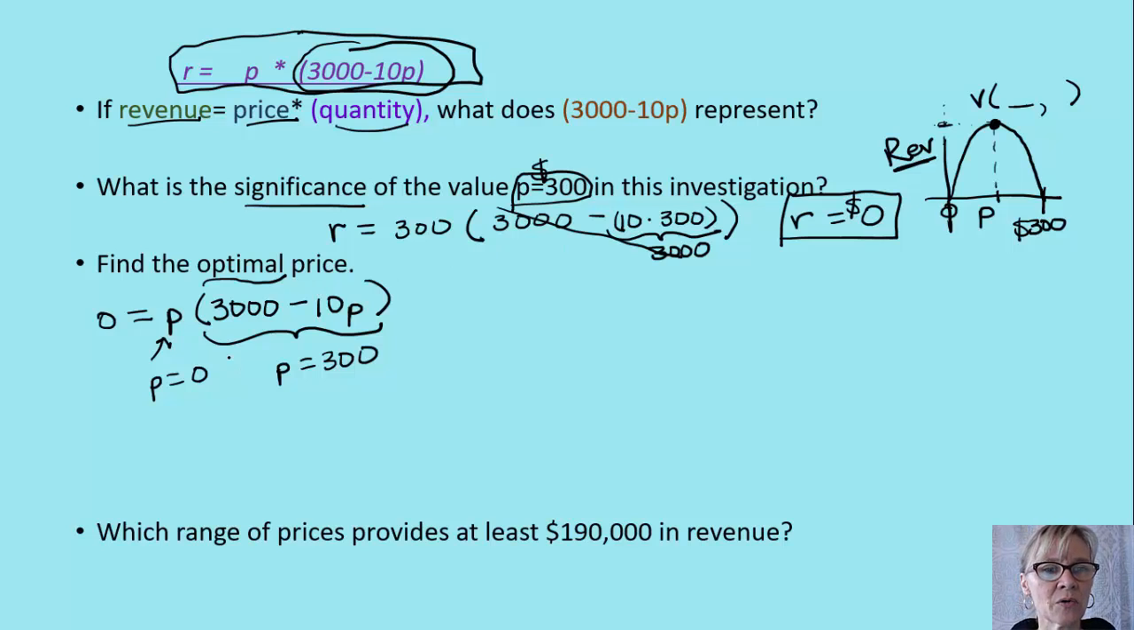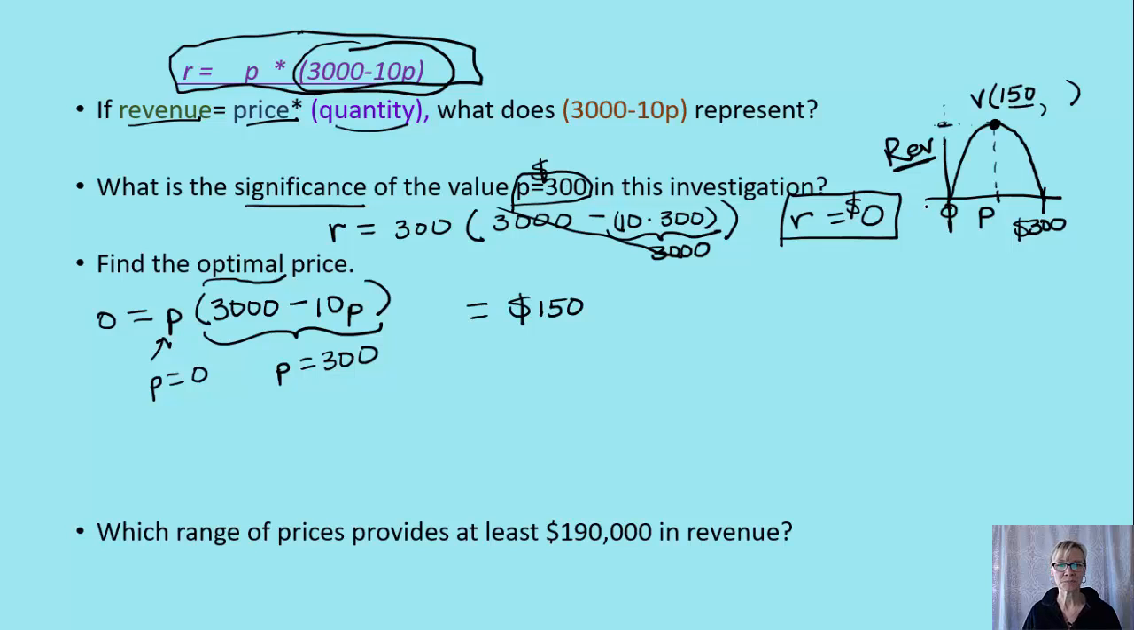I know the graph looked like that, but I hadn't done the math yet to prove it, so it's important to do the math. If those are the prices where the revenue is 0, halfway between them is where the revenue is maximum. Halfway between 0 and 300 is 150. So the optimal price is $150.